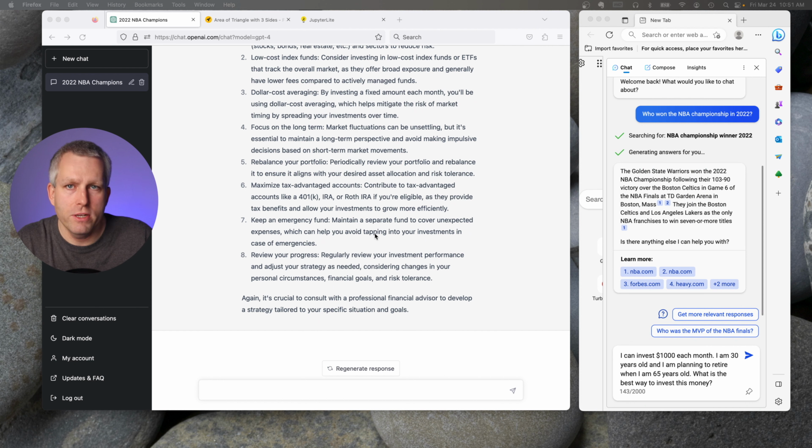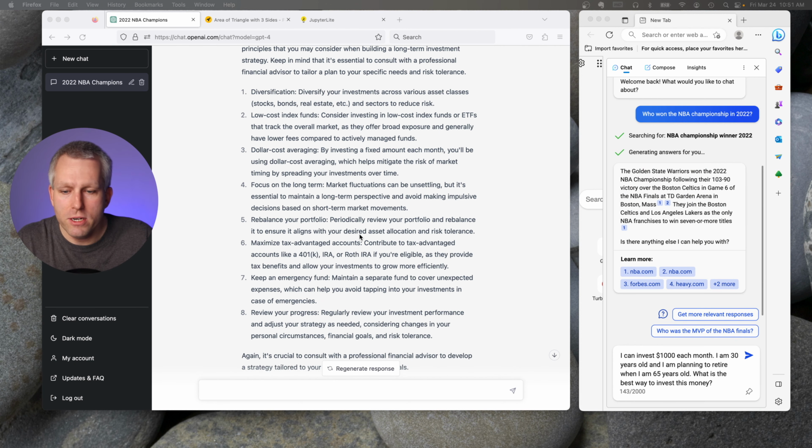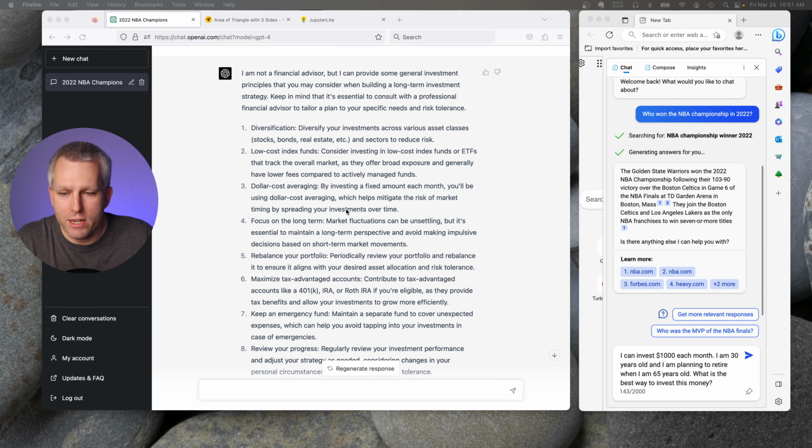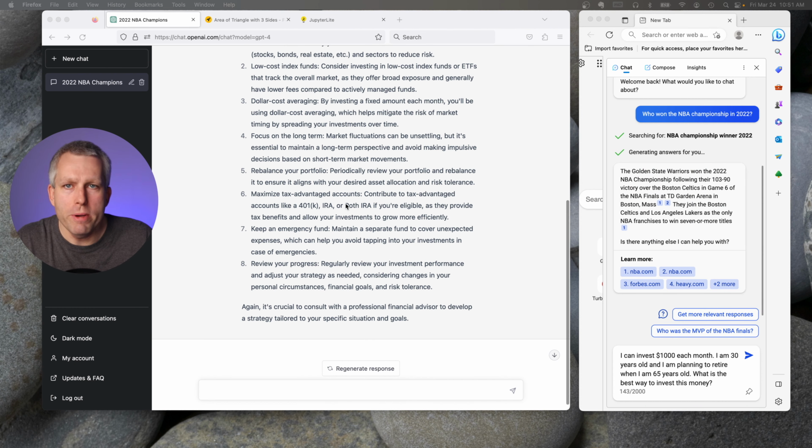Keep an emergency fund so you don't have to dip in your investments at the wrong time when the stock market is down. And then review your progress regularly to see where you stand. So overall, I think this is a really good answer. If I talk to a professional advisor, I think this is kind of the answer they would give you if you ask them to just give you like a 1-page summary of what you should do.